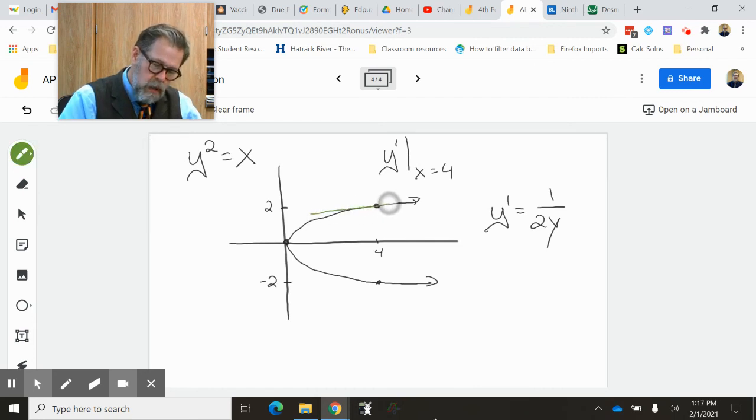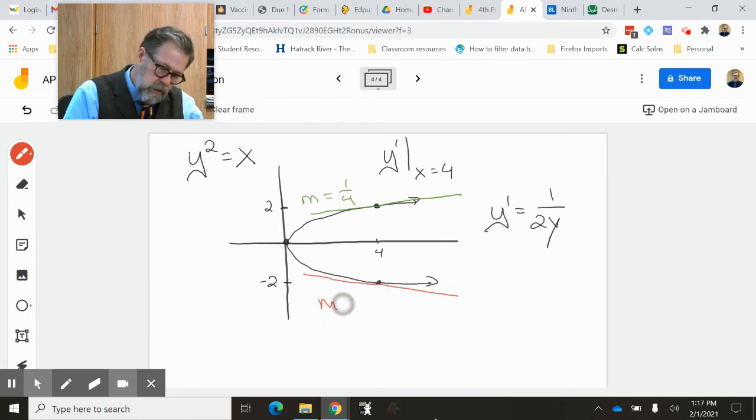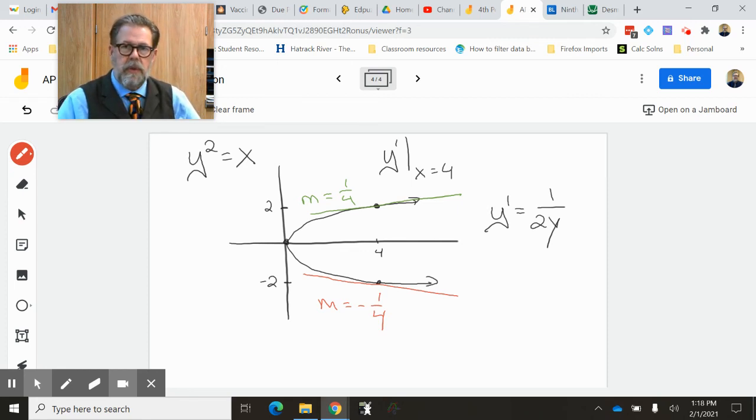Well, slope equals 1/4. Slope equals negative 1/4. And that actually makes sense. That the slope of this function doesn't depend on where I am in the x value, because that gives me 2 possibilities. It depends on where I am in the y value. If I am up here, then I've got a positive slope of the tangent line, and if I'm down here, I've got a negative slope of the tangent.